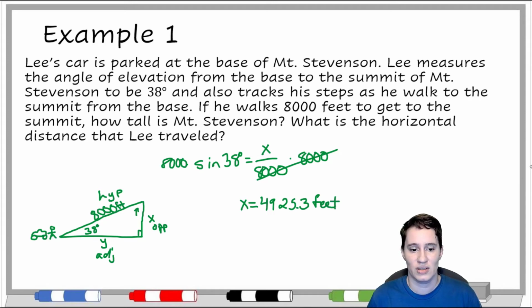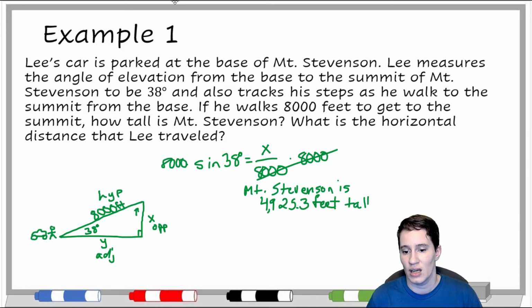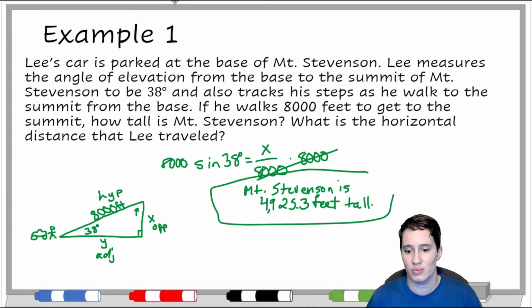So this was the height of Mount Stevenson. So we would want to say something like Mount Stevenson is 4,925.3 feet tall. And we do that just to make it really clear to someone who's looking at this what our answer is, and also what it means. That's an important skill, actually, being able to say, okay, this is the math I did, but what does that mean? Helps you a lot in statistics, especially.